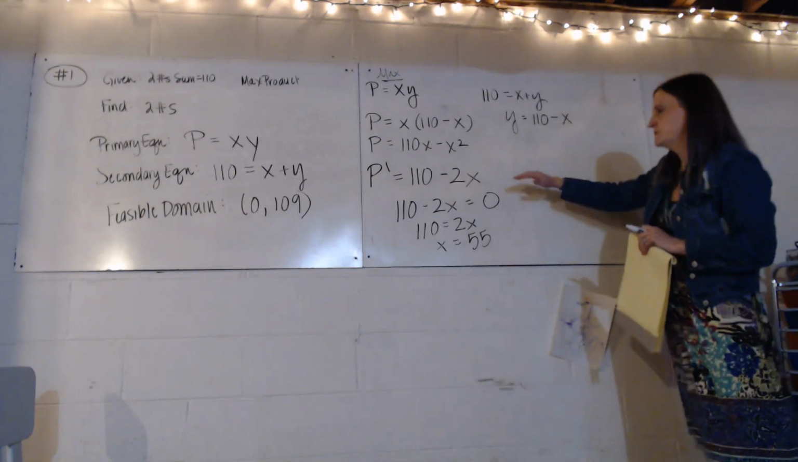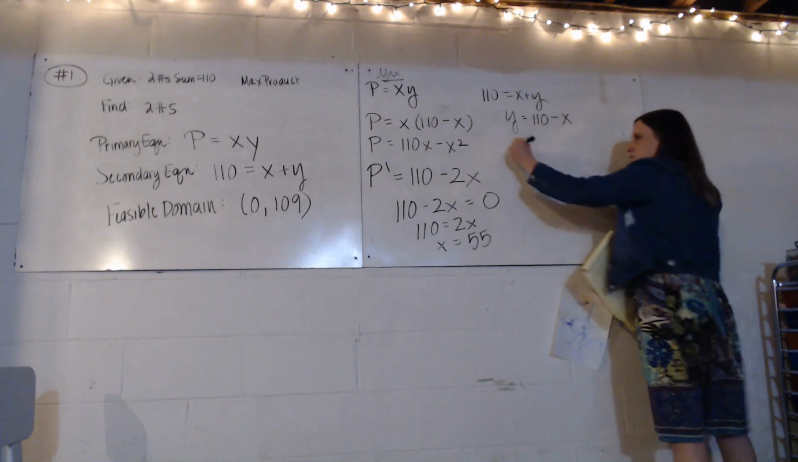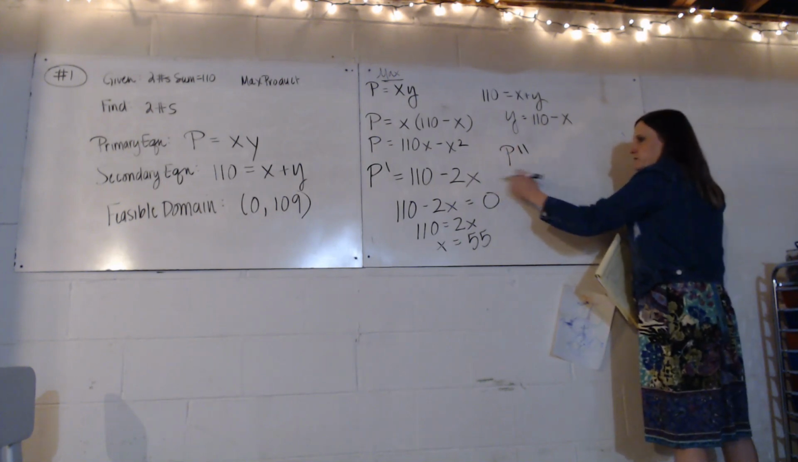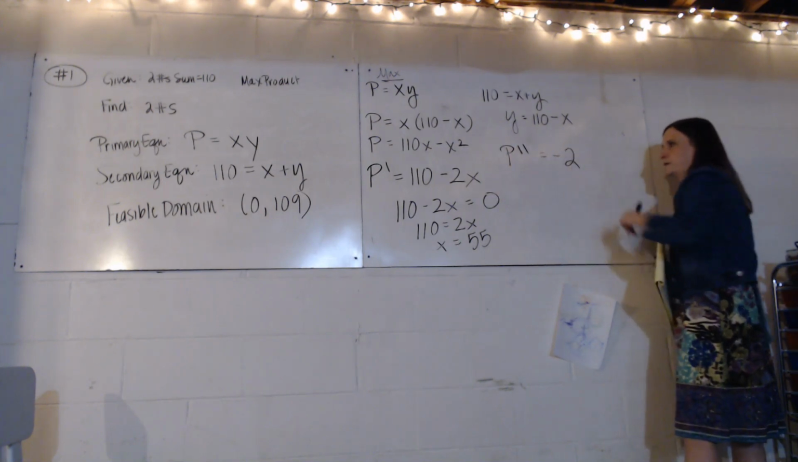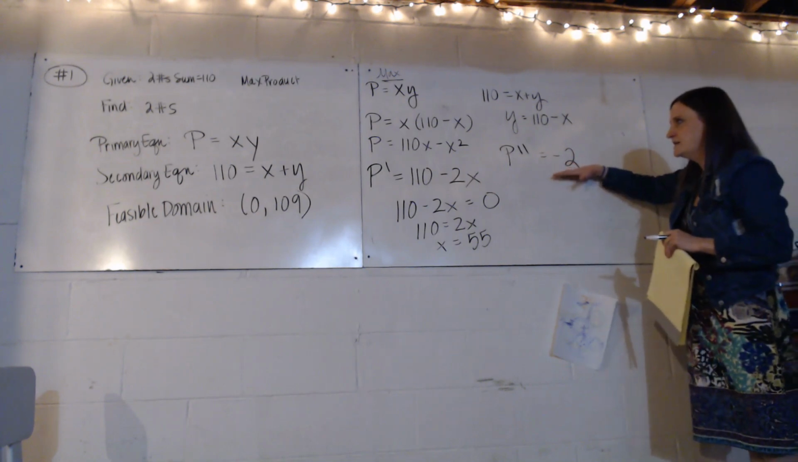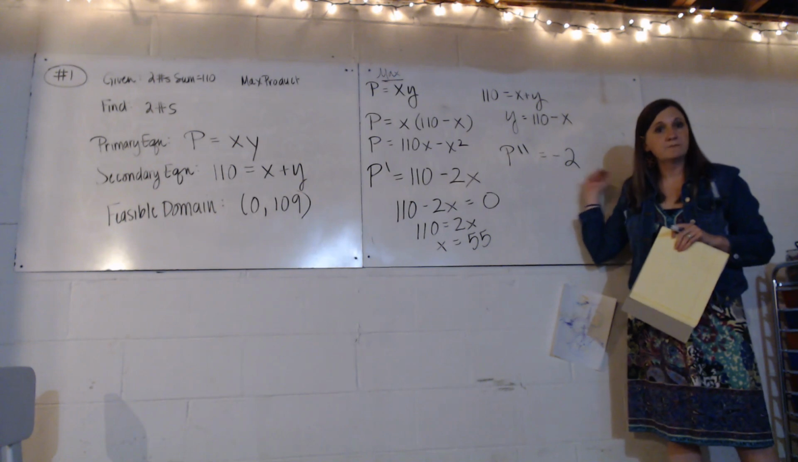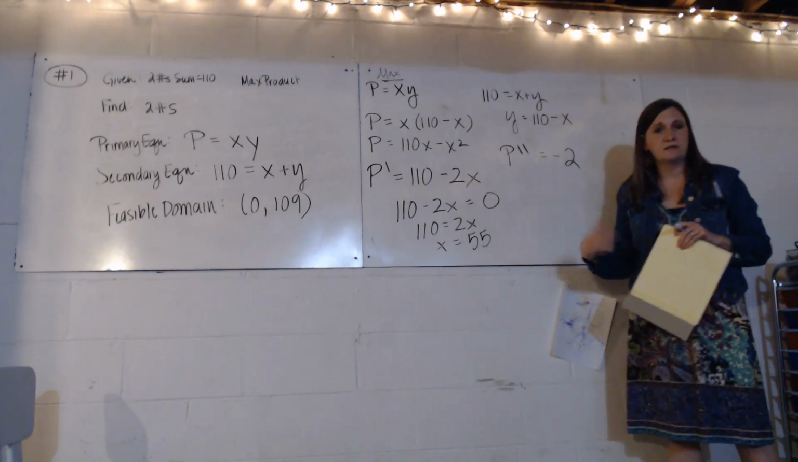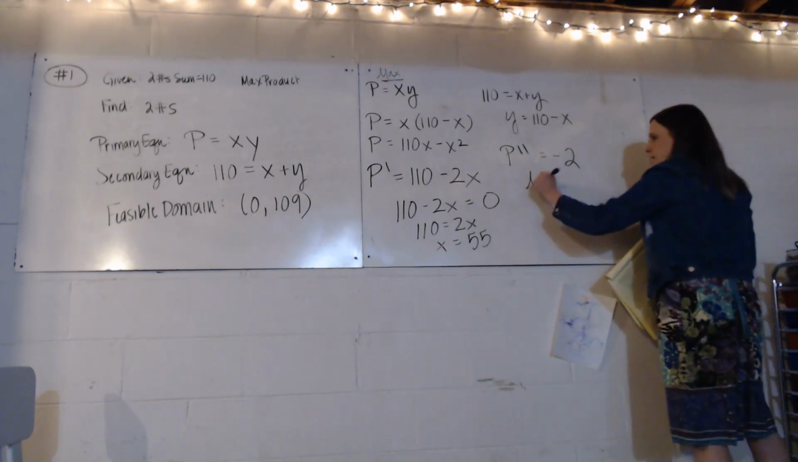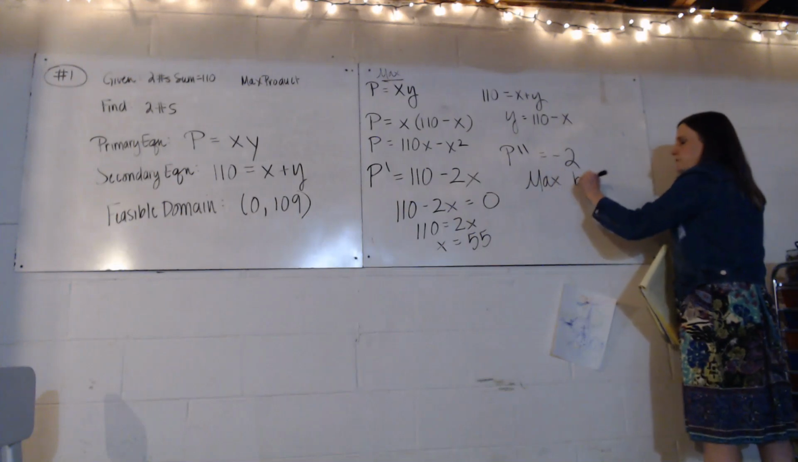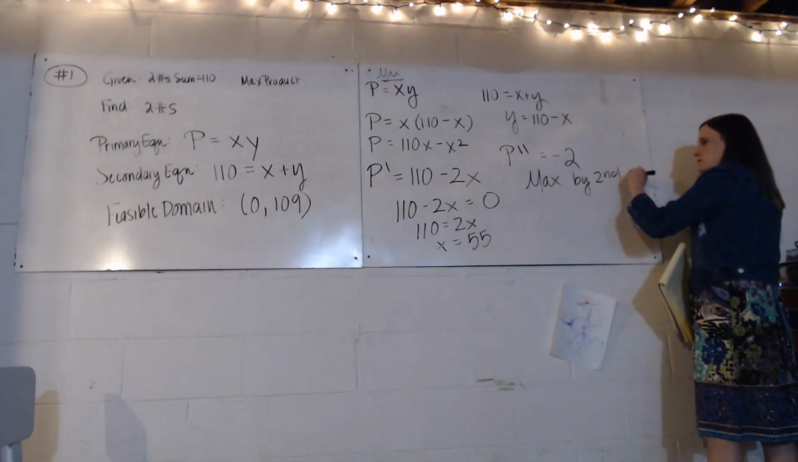This is a nice place to use a second derivative because the second derivative is a constant. The second derivative of this function is equal to -2. So because I have a negative second derivative at my critical point, because it's -2 everywhere, so it's defined at 55 and it's negative, that means we have a maximum. So we have a maximum by the second derivative test.